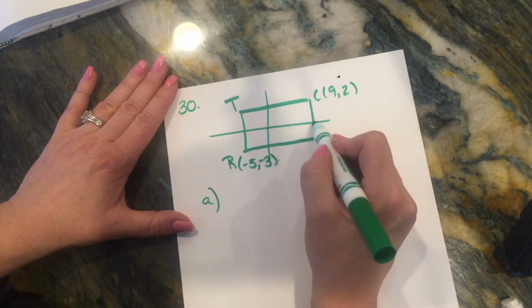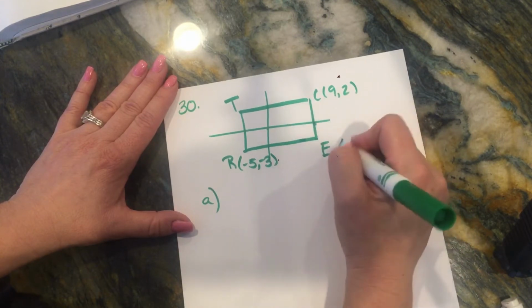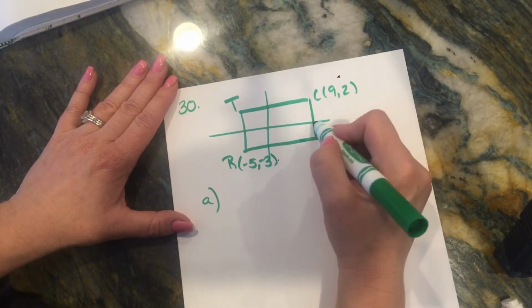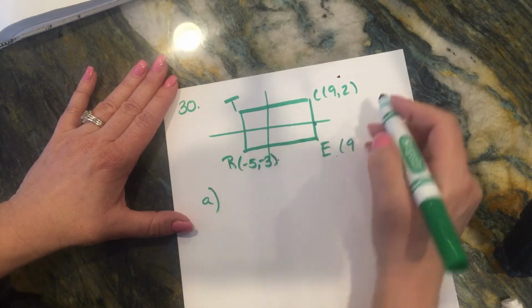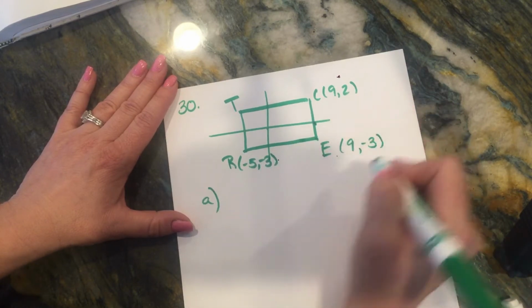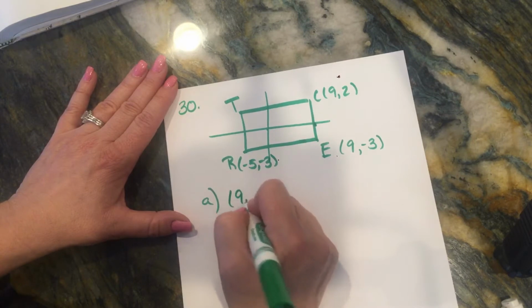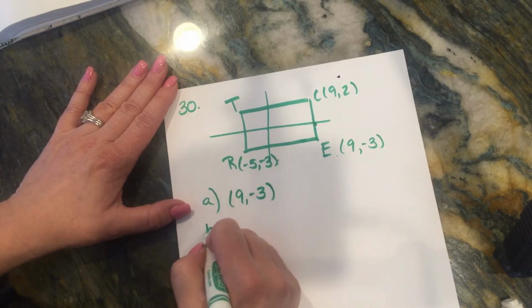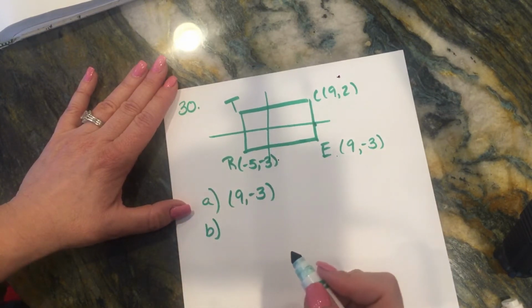Well, E definitely goes over the same amount as C, so we're definitely going over 9. And it's going to go down the same amount as R, so down -3. So there we go, 9, -3. That wasn't too bad. All right, B wants us to find the area.